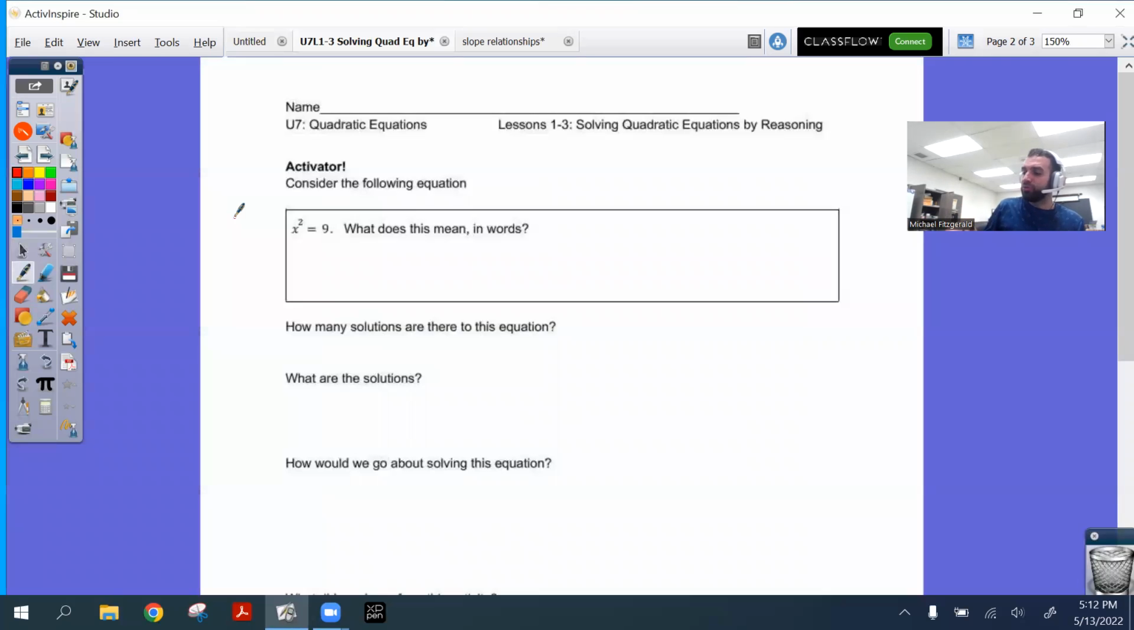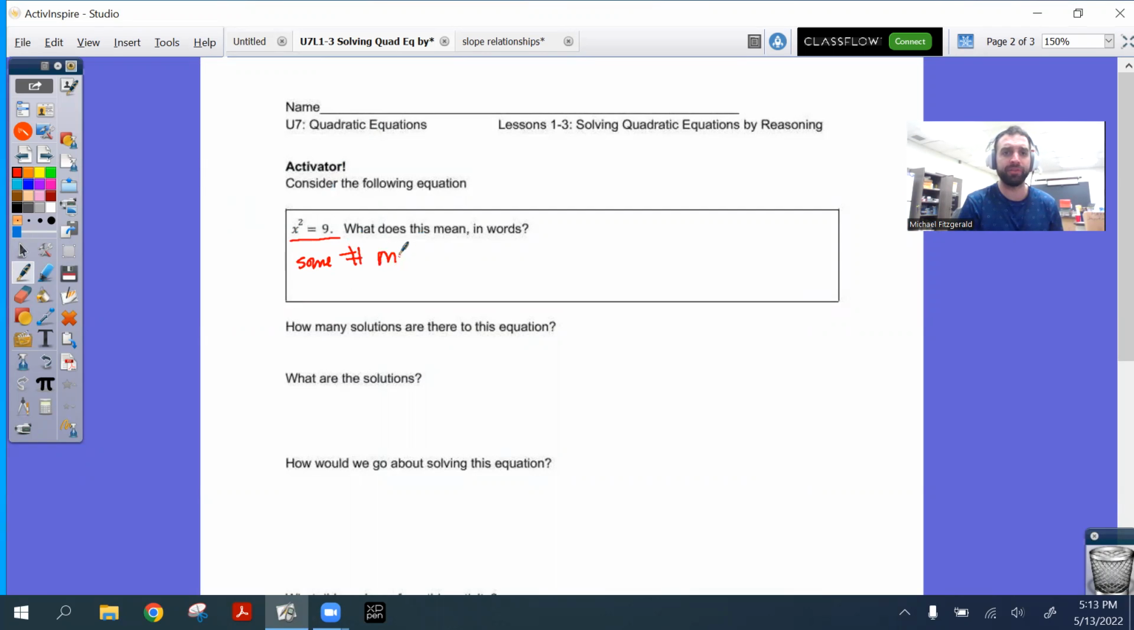So we introduced a new tool in our toolbox today. We thought about it by introducing this problem right here. We have x squared is equal to 9. Well, we wanted to say, what does that mean in words first? It just means some number multiplied by itself equals 9.